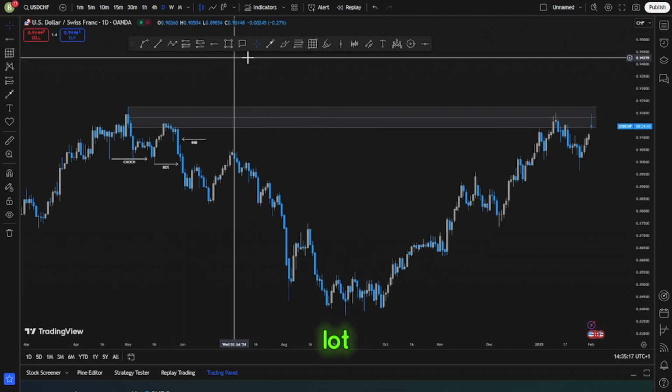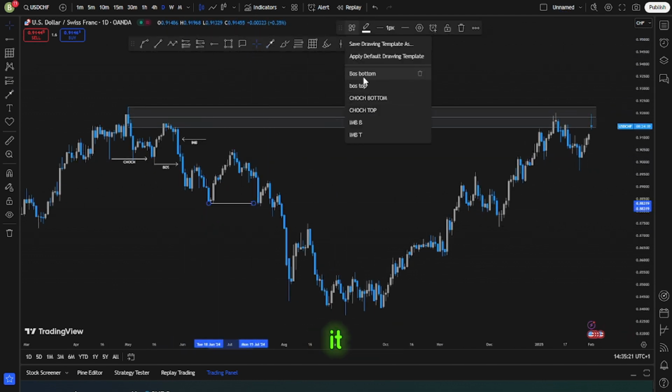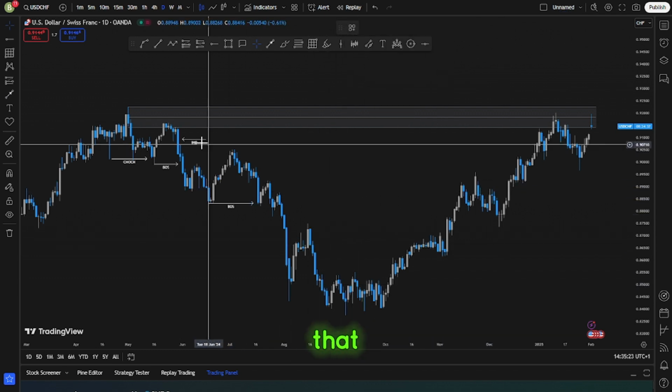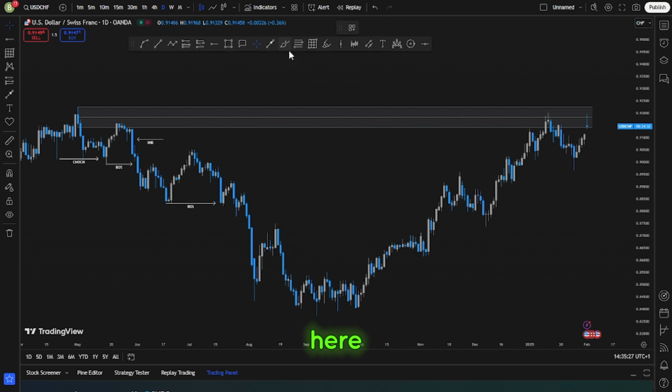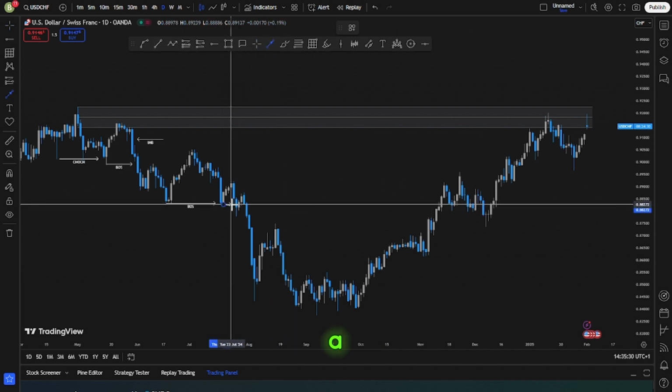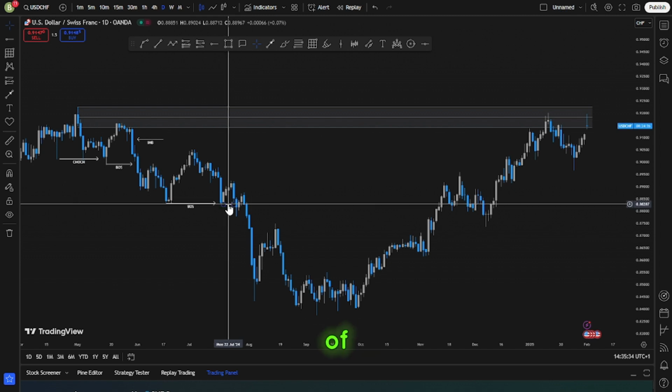So we had a lot of imbalanced areas on its way to the downside, so that is why it pushed up very drastically so that it can fill out all those imbalanced areas, guys. Around here we also had a smaller break of structure, but on the lower time frame you'll see a nice break of structure, guys.